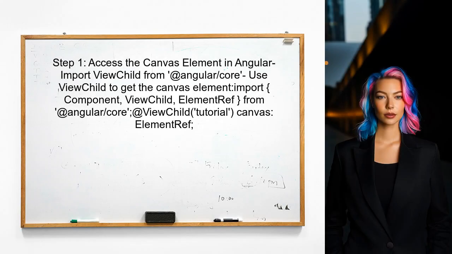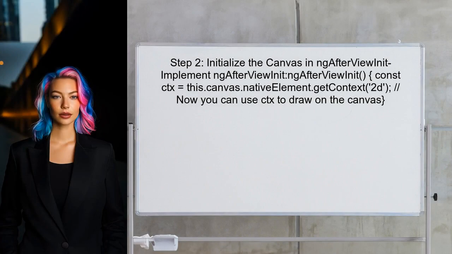To use the HTML canvas element in Angular, the user should first access the canvas element in the component's TypeScript file. This can be done using the viewChild decorator. Next, the user needs to ensure that the canvas is properly initialized after the view has been fully rendered. This can be done in the ngAfterViewInit lifecycle hook.